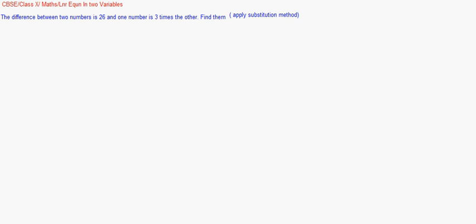Now it says there are two numbers, one I am assuming to be x and the other as y. The difference between the two numbers is 26. I'm assuming x is my greater number than y, so x minus y is 26. You can assume otherwise, you can assume y to be the greater number. And because x is my greater number, one number is 3 times the other. Obviously the greater number will be 3 times the other. So my next equation becomes x equals 3y.